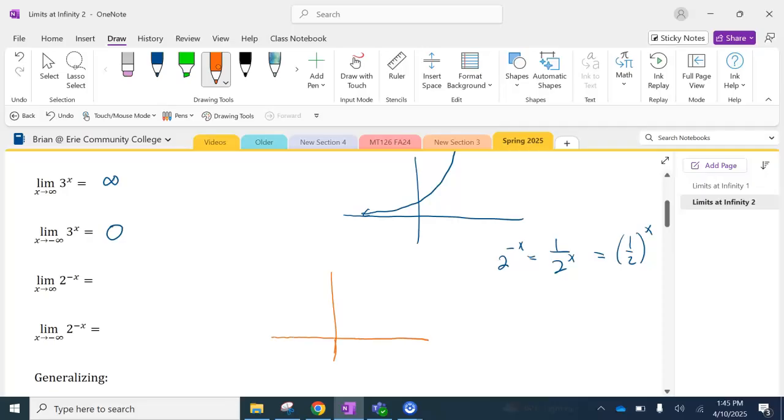Oftentimes we write 2 to the negative x just for space's sake, understanding that that's the same as 1/2 to the positive x. So this time we have the opposite result. It's going to approach 0 as we approach positive infinity. It's going to approach infinity as we approach negative infinity.